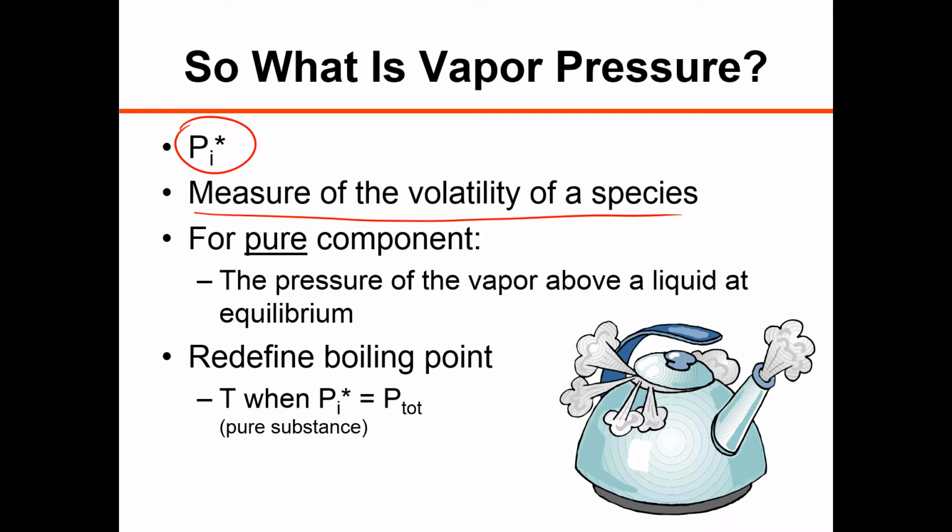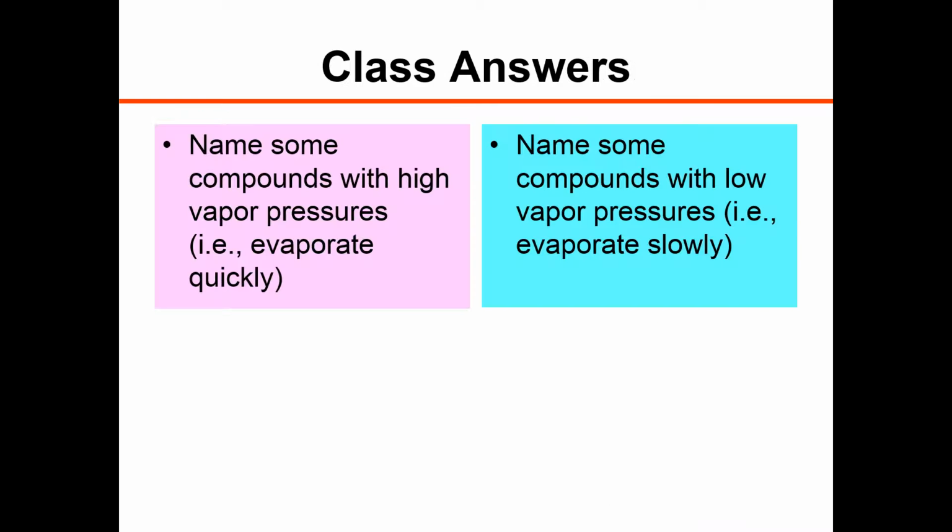So let's just redefine boiling point. Many of you have not thought about boiling this way, but it's just the temperature when the saturated vapor pressure equals the total pressure. That's when you're going to start seeing bubbles, and that's when it's going to start boiling. That's going to be the boiling point of a pure substance. So let's just go over some compounds with high vapor pressures. They're going to evaporate quickly, and you can probably think of some of those, like ethyl alcohol, methyl alcohol.